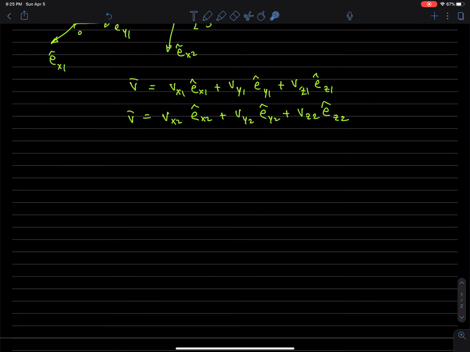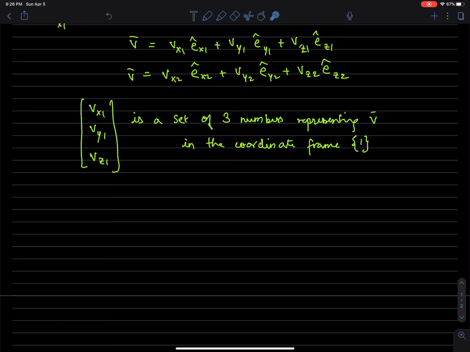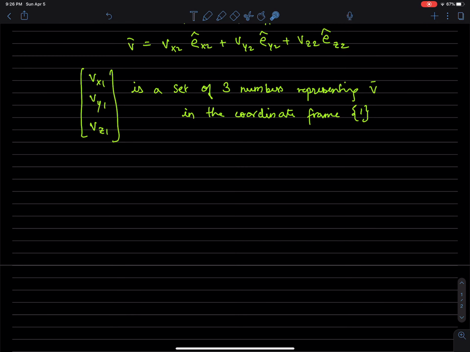So we might say this set of three numbers is a set of three numbers representing v in the coordinate frame 1. Similarly, vx2, vy2, vz2 is a set of three numbers representing v in the coordinate frame 2. So this is a representation. This is not the vector itself. This is a representation, okay?